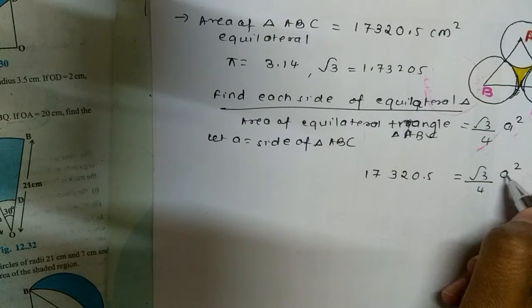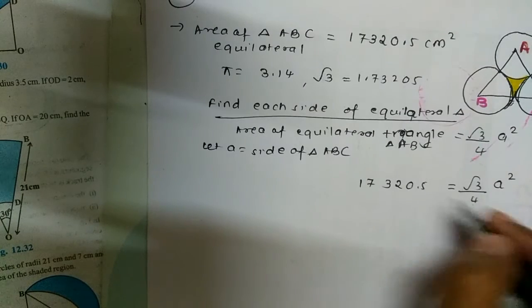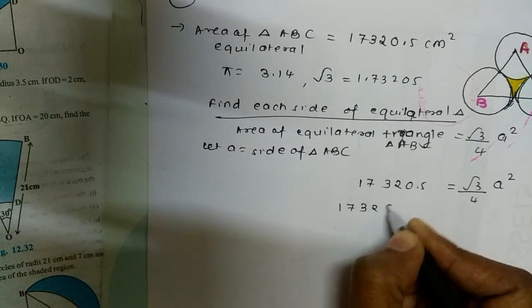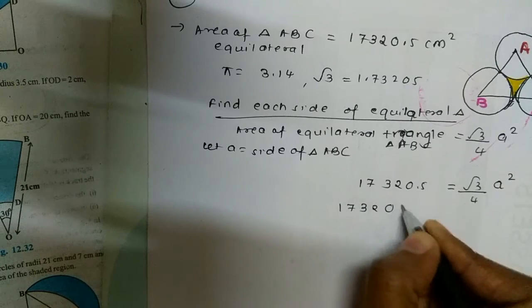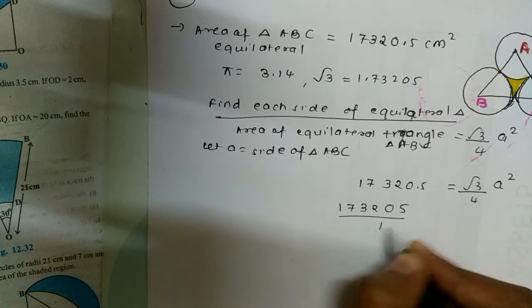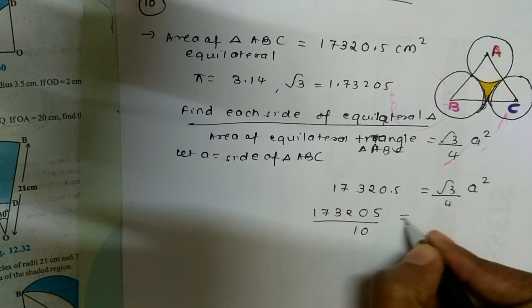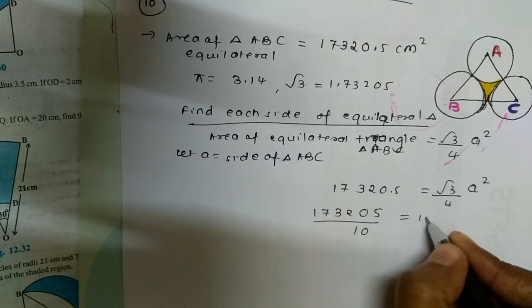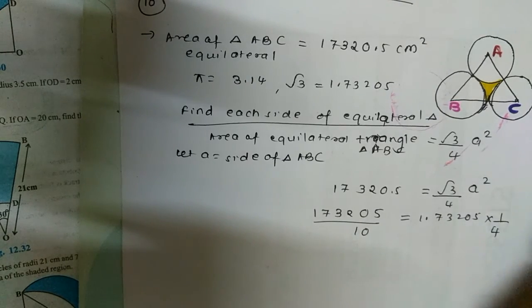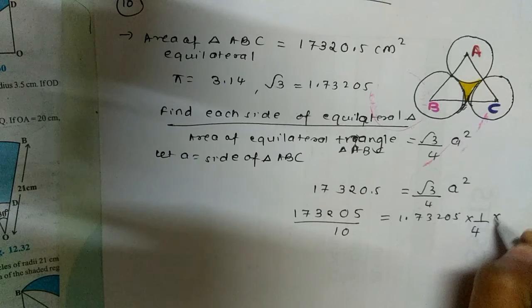So I want to find out a square. These two things will bring the side 17320. I'll write this as a fraction so that the decimal division will not be difficult, so upon 10 because there is only one 0. Similarly, root 3 is given as 1.73205, and I'll take it into 1 upon 4, to avoid the confusion.